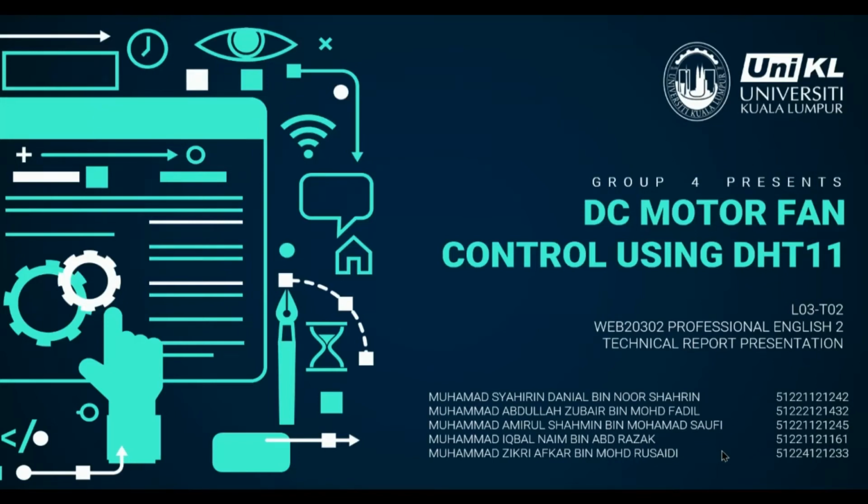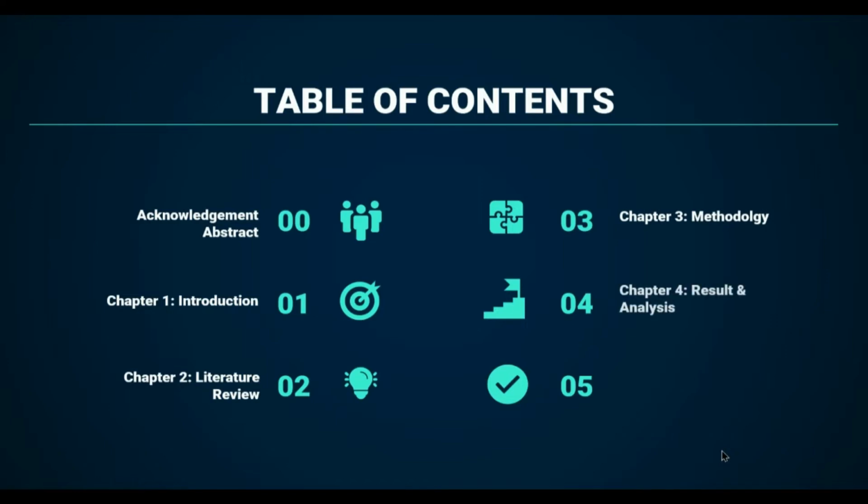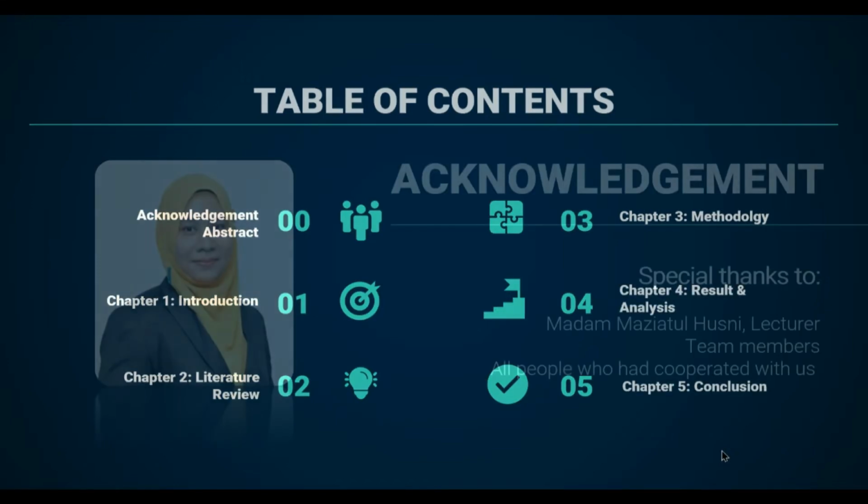Assalamualaikum and hi everyone. We are group 4 from L03T02 and today we are going to present about our technical report project, which is about the DC motor fan control using DHT11. In this presentation, there will be 6 main parts starting from the abstract, followed by the first chapter, which is introduction, literature review, methodology, result analysis, and will end with chapter 5, the conclusion.